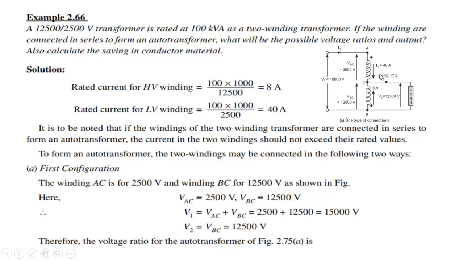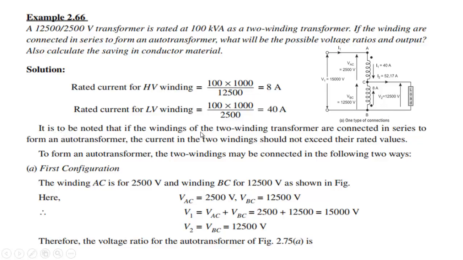So I1 will be 40, I2 will be 8, total current I2 will be equal to 48 amperes. I don't know why it has been written as 52.17 amperes. This is 48 amperes, and the total voltage across the load will be equal to 12,500 volt.